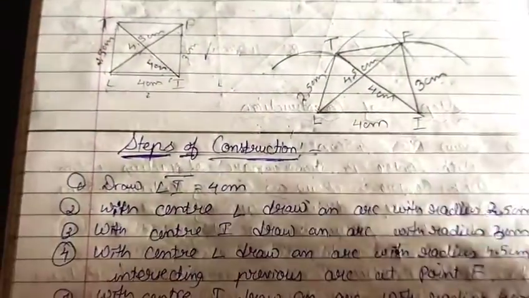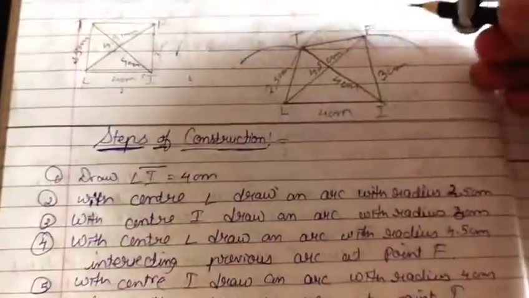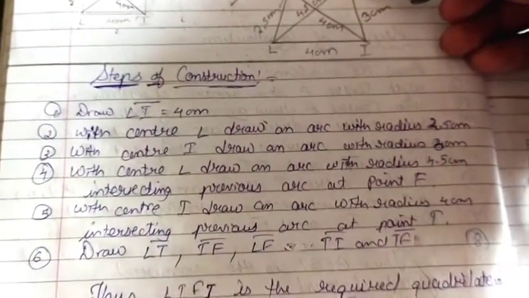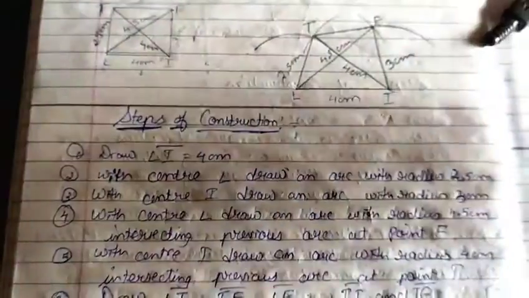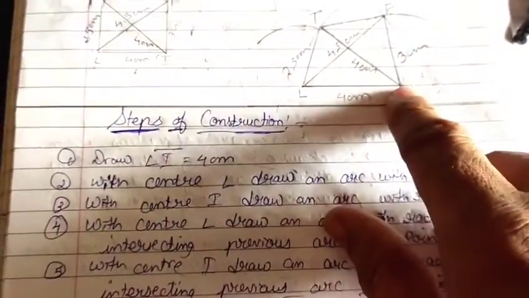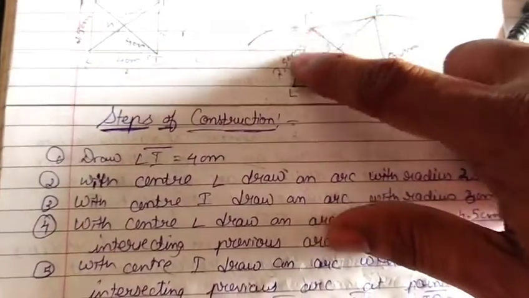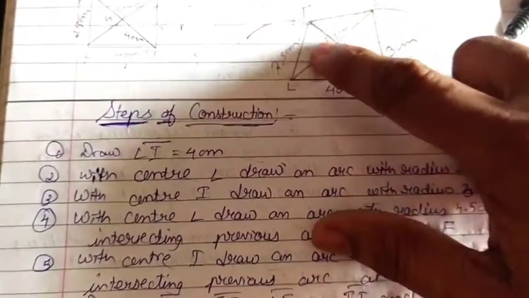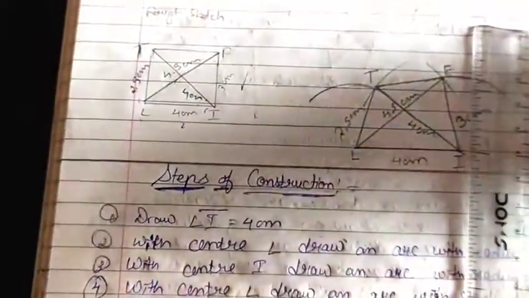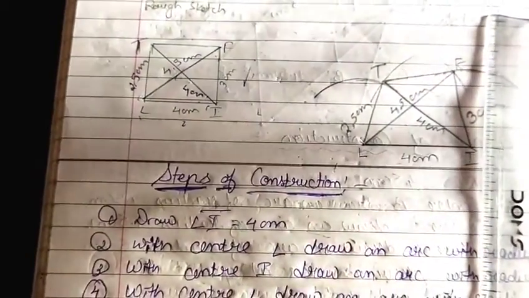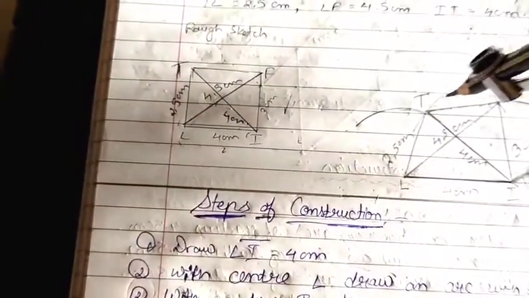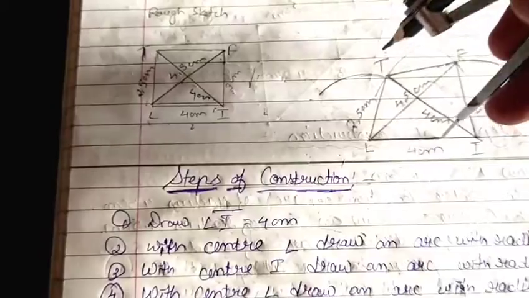Now here we got the connecting point. So we can now write join and all. Here you can write it, or at the end you can also write draw this line and all. Now with center I, construct this diagonal which is of 4 centimeter. Take 4 centimeter with your scale. Now place it on I and intersect the previous arc at T.